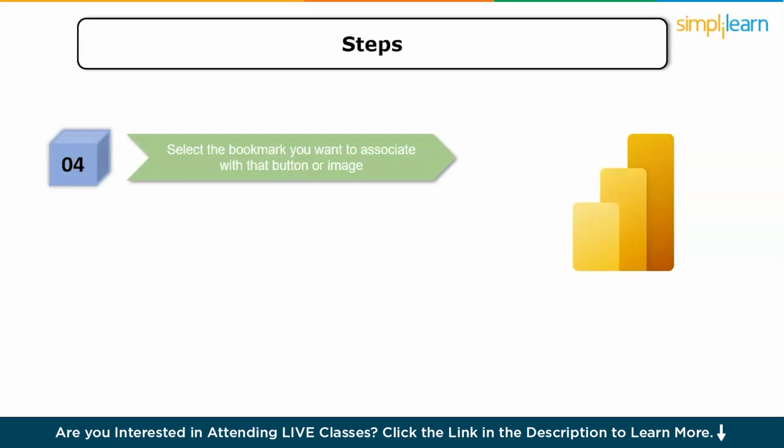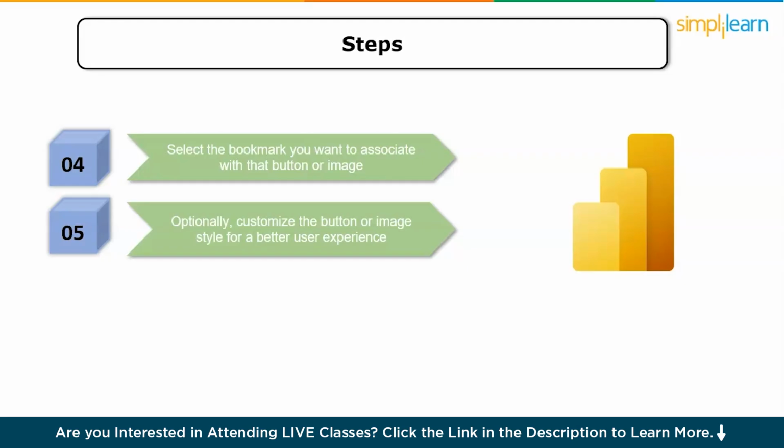Once we go ahead and select the bookmark we want to associate with that button or image, we have to do that for multiple charts together if we want to switch between the 2 views. For each view, we apply 2 different images. Once the images are done, we customize the button and image style for better user experience and to set the theme of the page. And if we want to hide and unhide them accordingly, we will place them to overlap with each other or at 2 different places as per the requirement.